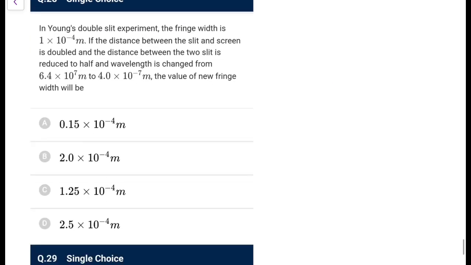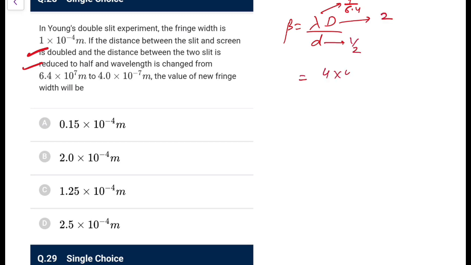Next, in a YDSE experiment, fringe width is given. The distance between slit and screen is doubled, distance between the two slits is reduced to half, and wavelength is changed. You know that fringe width is lambda D by d. Wavelength is changed from 6.4 to 4, so it is changed by a factor of 4 upon 6.4. D, the distance between the slit and screen, is doubled, so this is 2 times, and d is 1 by 2 times. So overall it becomes 4 into 4 upon 6.4 times, so 16 upon 6.4 times the original one.